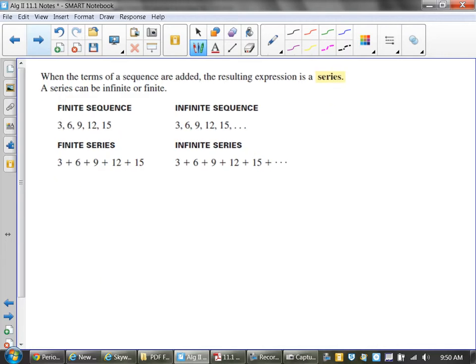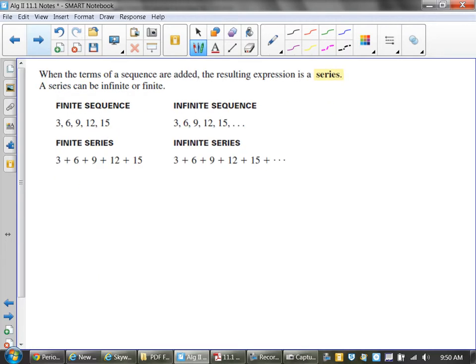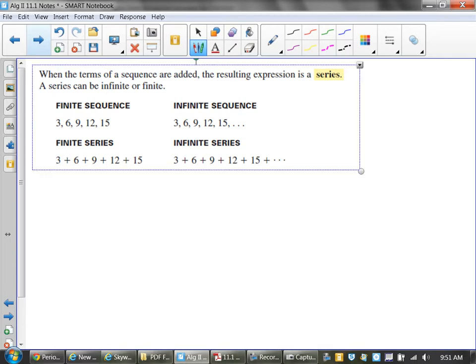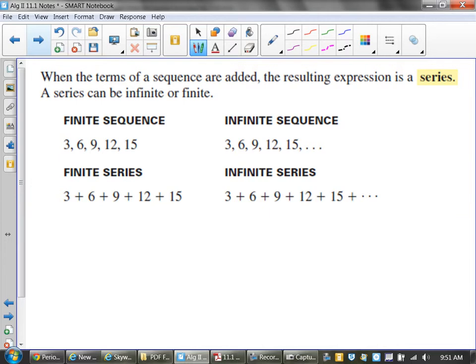Now, the difference that we can have are series. The series is when we throw in the addition symbol. The difference between a sequence and a series is that the sequence is just a list. A series has the addition. So the main difference there is that you throw in the addition between the terms. You're adding up all of your terms.